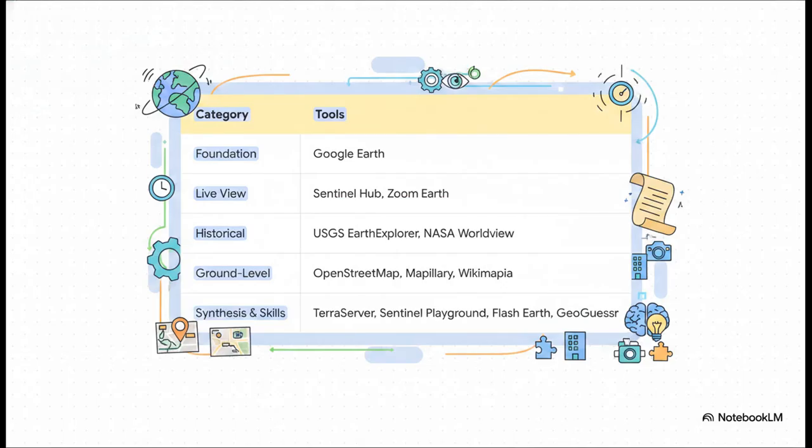So let's do a super quick recap of our toolkit. We started with the foundation, Google Earth. Then we got our live view with Sentinel Hub and Zoom Earth. We did some time travel with USGS Earth Explorer and NASA Worldview. We added that crucial ground-level human context with OpenStreetMap, Mapillary, and Wikimapia. And finally, we saw how a game like GeoGuessr can make our analytical skills razor-sharp.